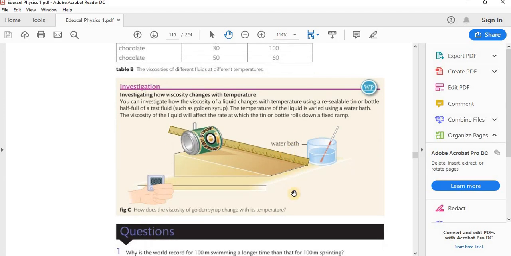Okay, now here is an experiment to check the viscosity. How do we do this? We fill this can halfway. You can investigate how the viscosity of a liquid changes with temperature using a resealable tin or bottle half full of a test liquid such as golden syrup. The temperature of the liquid is varied using a water bath. The viscosity of the liquid will affect the rate at which the tin or bottle rolls down a fixed ramp.